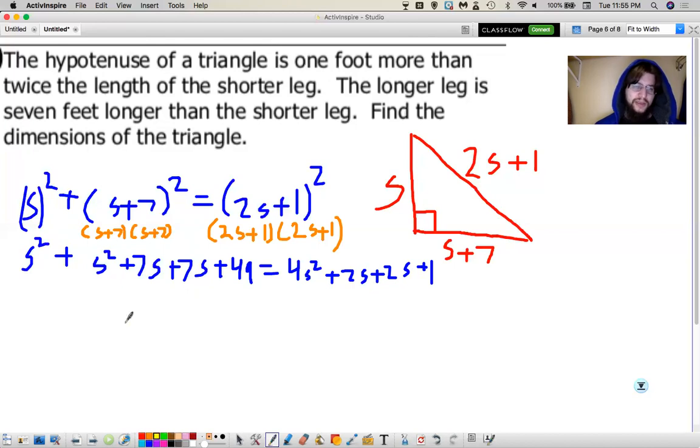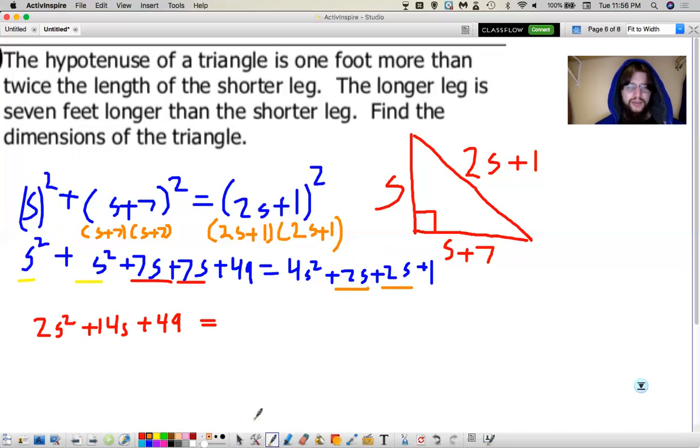Let me see what I got. I got some s squareds here and here. I got some s's there and there. That's my like terms. So I got 2s squared plus 14s plus 49 equals, over here, I got just these two s's put together. 4s squared plus 4s plus 1.